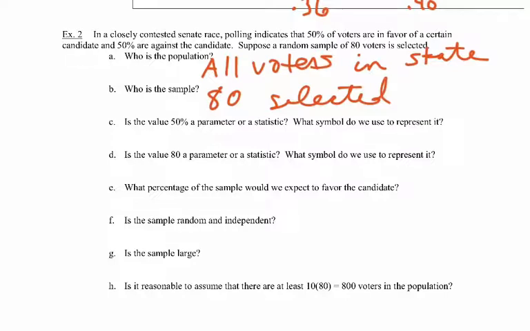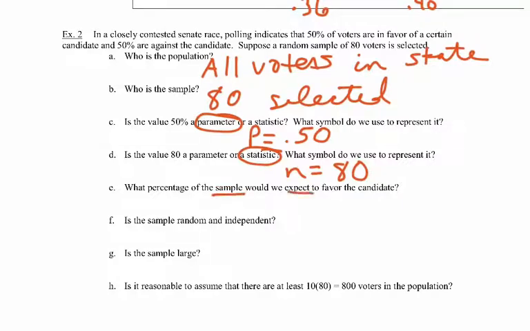Okay. Is the value 50% a parameter or a statistic? So polling indicates that 50% are in favor. The polling is made as a general statement here. So the polling indicates that we estimate 50% of voters in the district. So for that reason, 50% will be a parameter. We'll say it's a measurement on the population. So it's P equals 50%, 0.50. And then is 80 a parameter or statistic? Well, that represents our sample size. So it's a statistic, and it's going to be represented by N. So N equals 80.